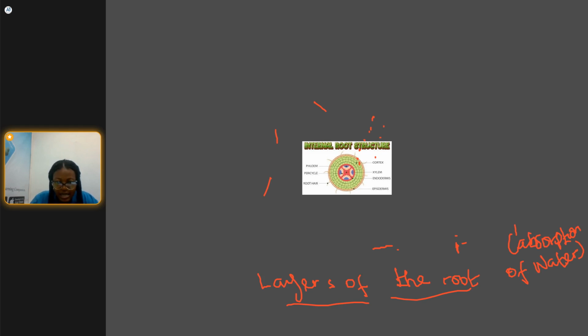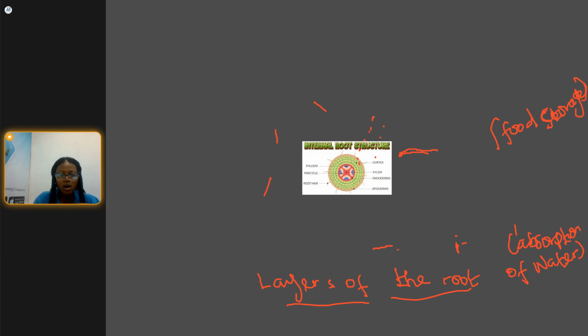So we move to the next layer. You see the way it is labeled. You can see the next layer is the cortex. The cortex is the second layer. What is the function of the cortex? The cortex is made of what we call parenchymal cells, and it helps in food storage. Please take note of everything. That is the function of the cortex: it helps in food storage.